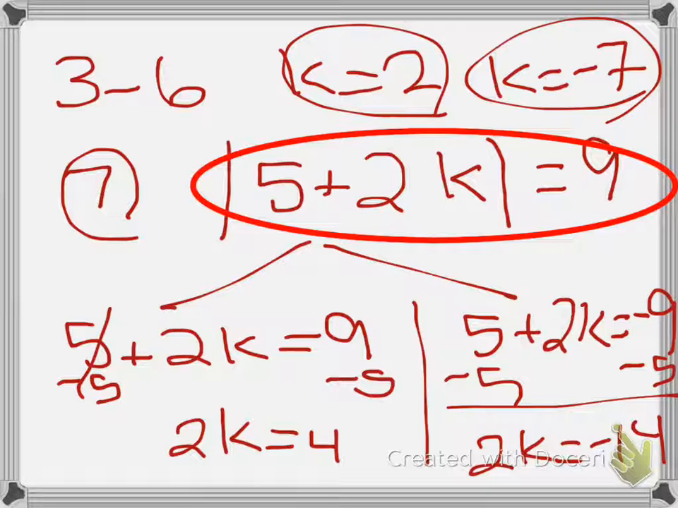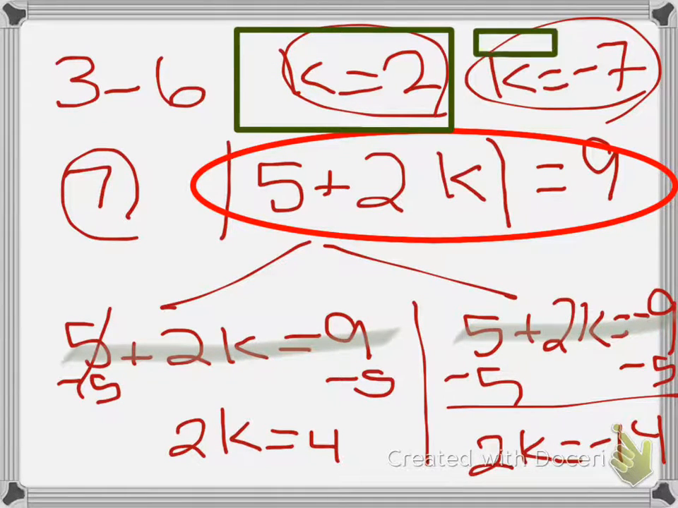I want to highlight then that I broke it up into two equations. 5 plus 2k is equal to 9, and 5 plus 2k is equal to negative 9. We always do that with absolute value. I then solve for k for both of them, and I get a final answer of k is equal to 2, and k is equal to negative 7.